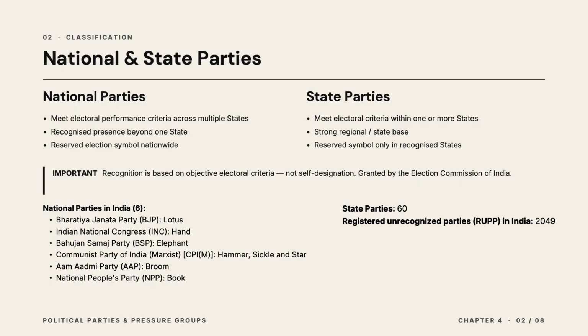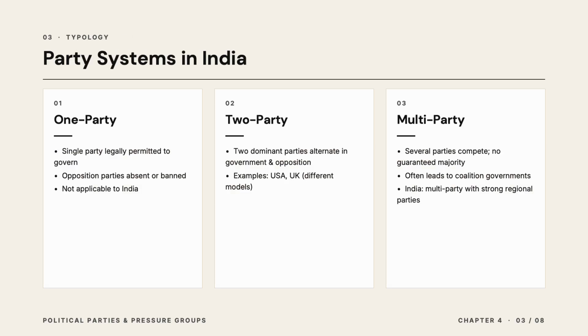All these 6 parties are officially recognized national parties in India. And there are 60 registered state parties in India. But there are around 2049 registered but unrecognized parties. In order to be recognized, certain criteria must be met, which we'll study in detail.